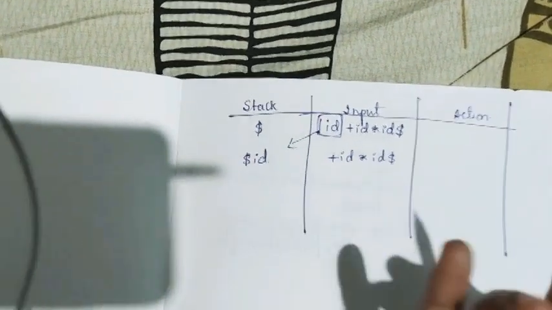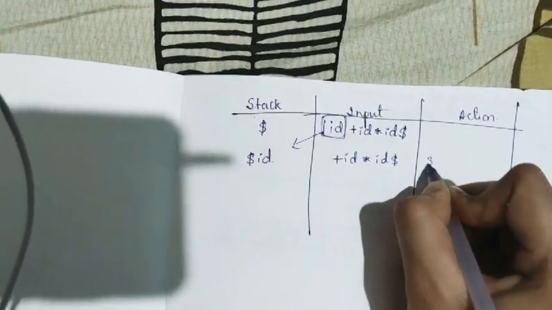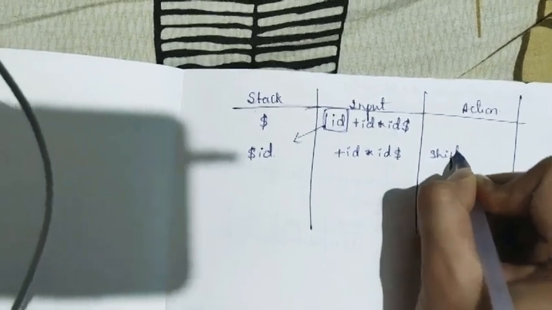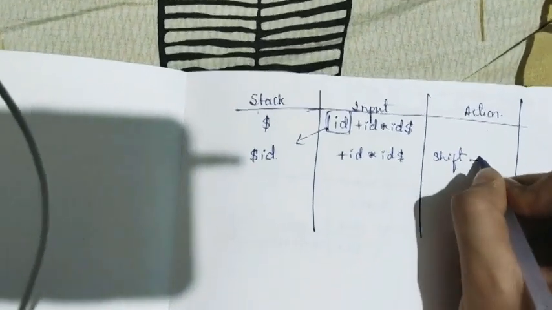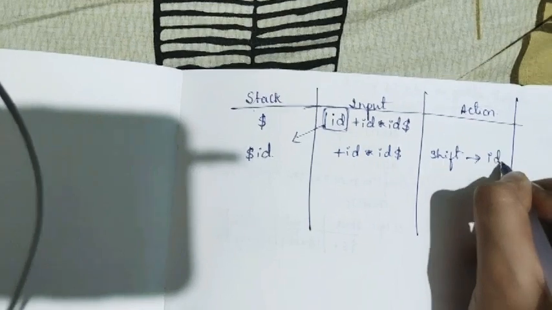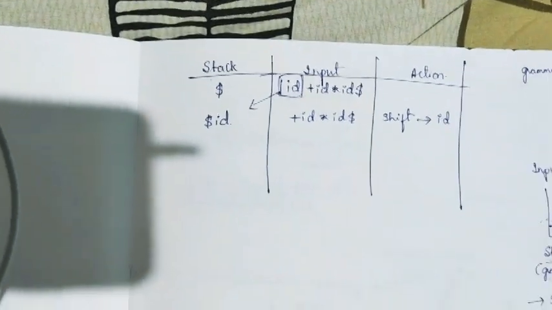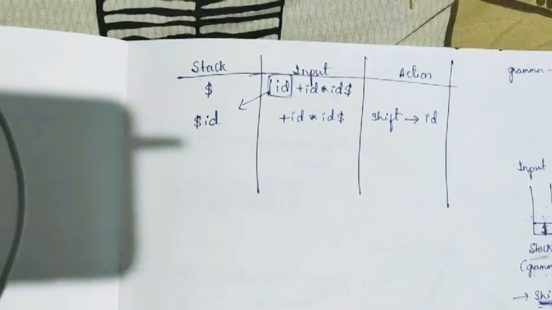And what have we done now? What action have we done? We have only performed a shift action. So a shift action has been done, and what have we shifted? We have shifted an ID. That is, a token ID has been shifted.